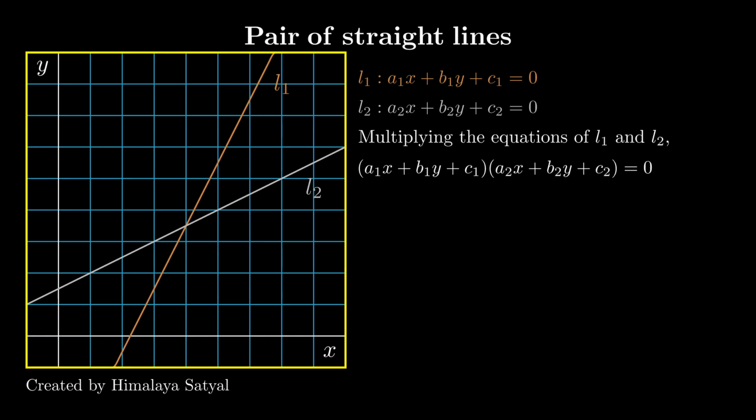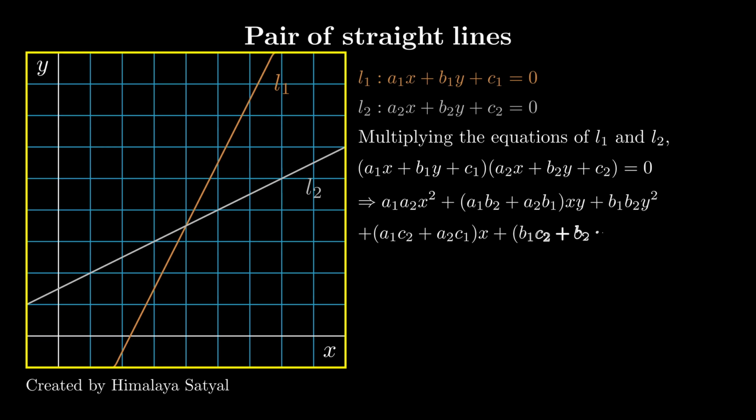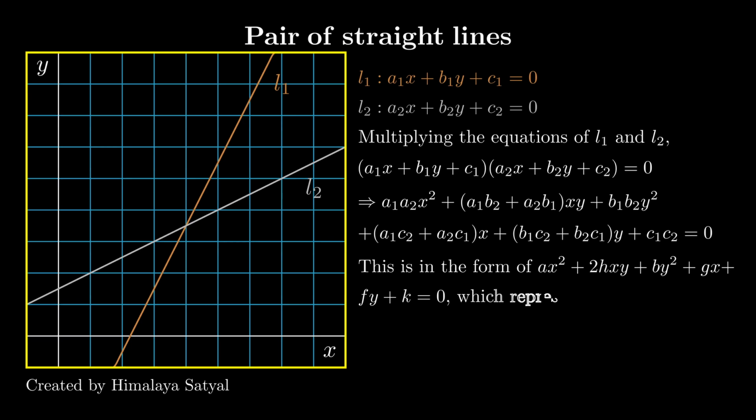This will give us a single equation that represents both L1 and L2 in the form of ax squared plus 2hxy plus by squared plus gx plus fy plus k is equal to 0. Also, there's nothing special with writing 2h in front of xy, it's just convention.